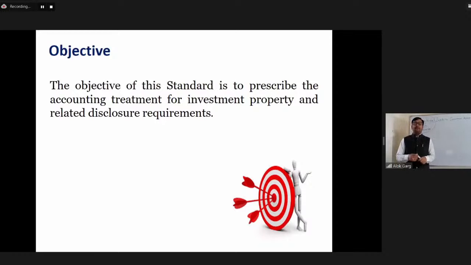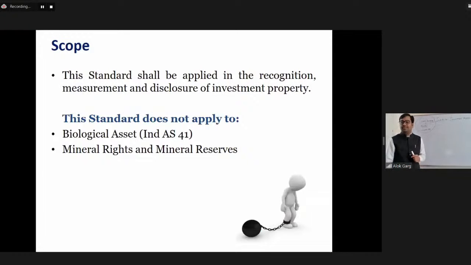I mean to say, when an item of investment property is required to be recognized, at what value it is going to be recognized, what will happen at the reporting date. What will happen if the investment property is required to be derecognized, or disposed of. So this standard talks about the entire accounting treatment and the related disclosure requirements relating to investment property. Then what is the scope of this standard?